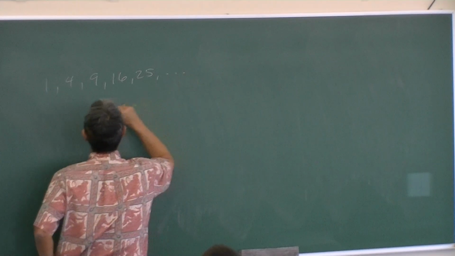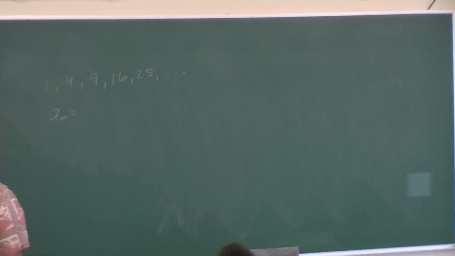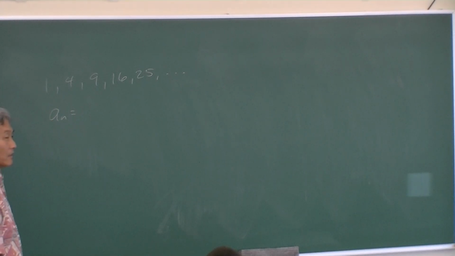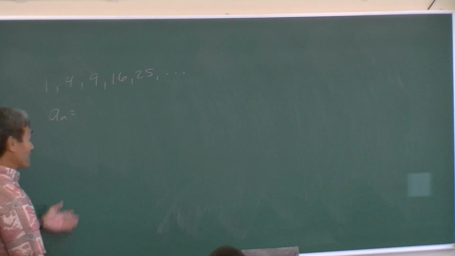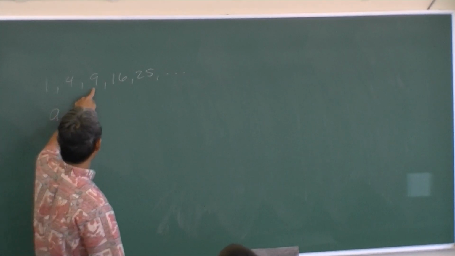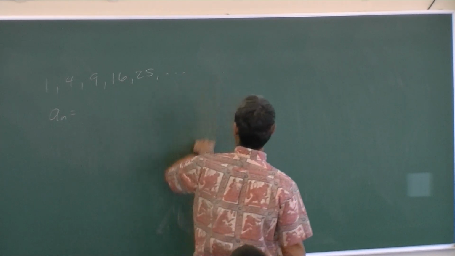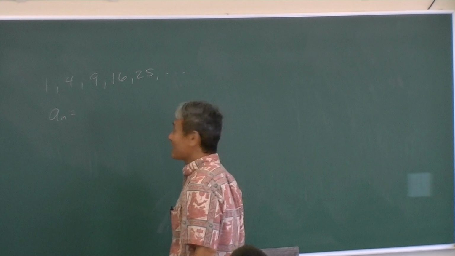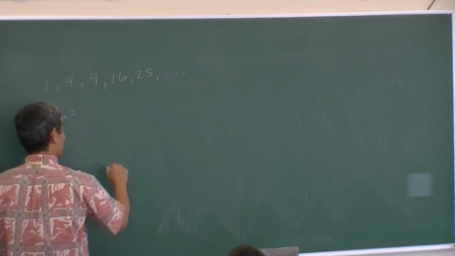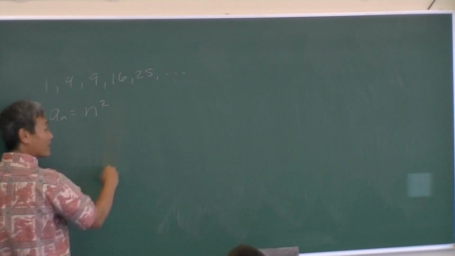Okay, what would be the explicit formula for this sequence? See, these are numbers I know, Mr. Park. We don't know these numbers? I wrote it down like 5 minutes ago. 1 squared, 2 squared, 3 squared, 4 squared, 5 squared, 6 squared, 7 squared, more. These are the square numbers. So what's the formula for this? n squared.